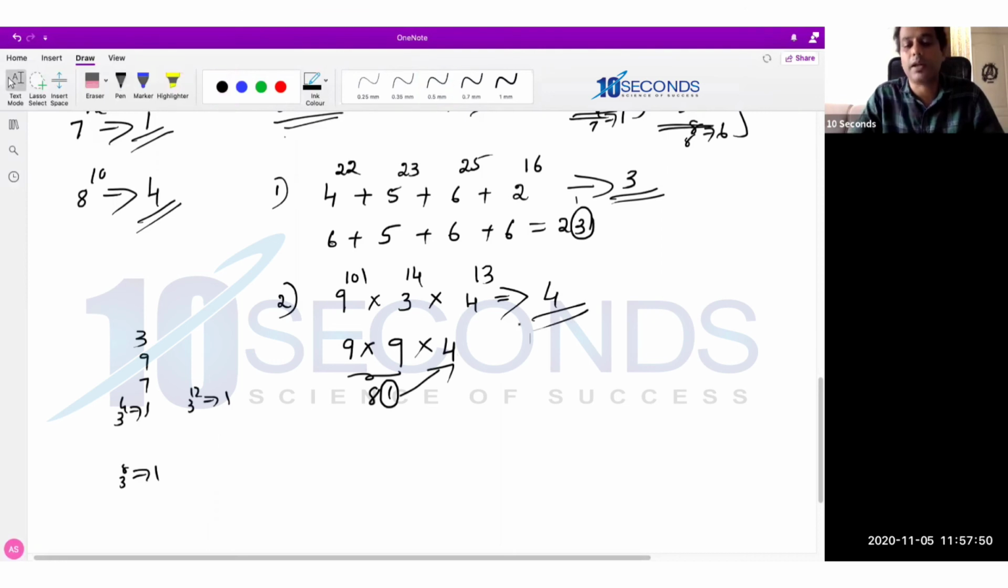No need to multiply 81 with 4. If you multiply 81 with 4, then also it ends with 4 only. But the easy way is taking 1 and multiplying with 4. So the answer ends with 4. Finally, the unit digit of the product is 4. All right.